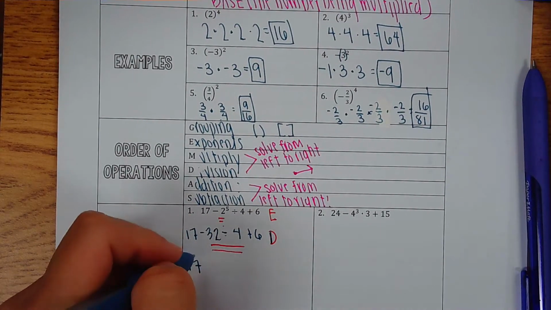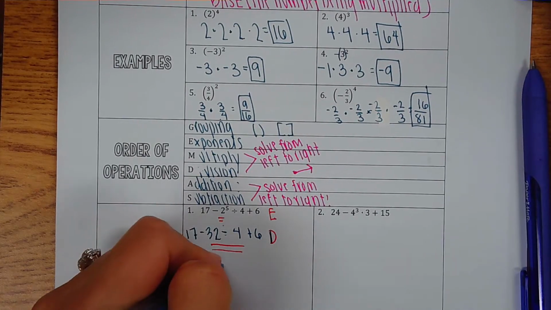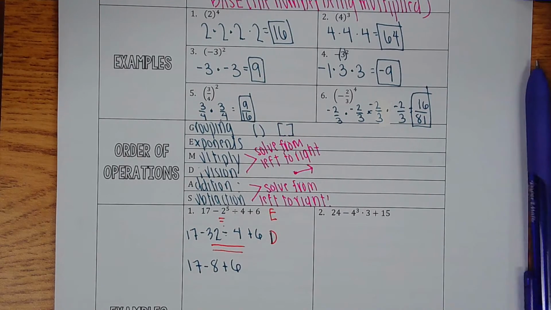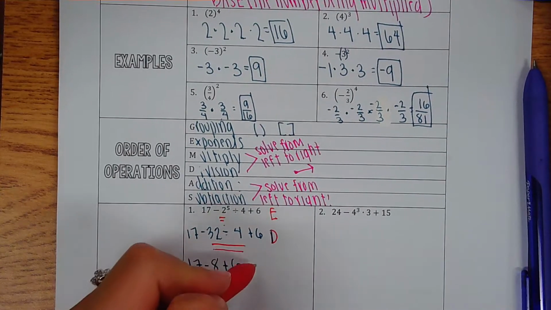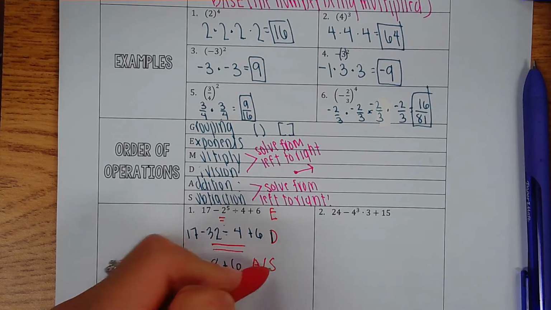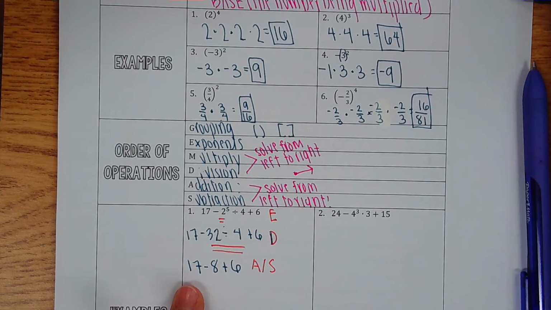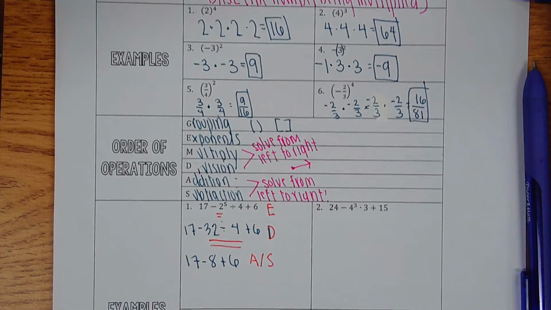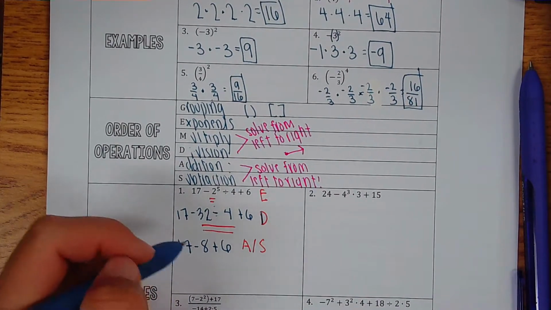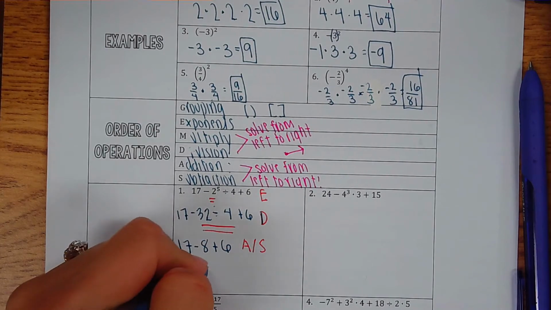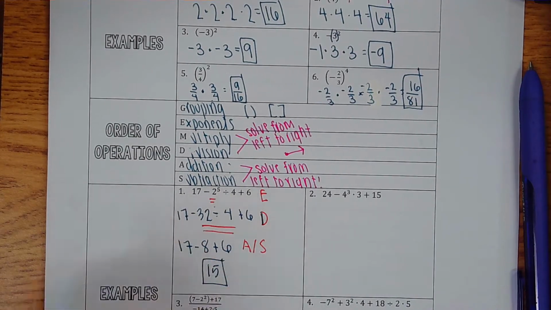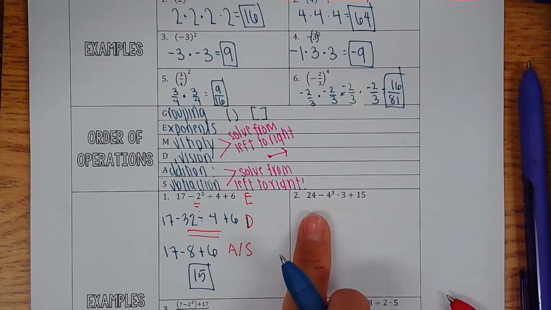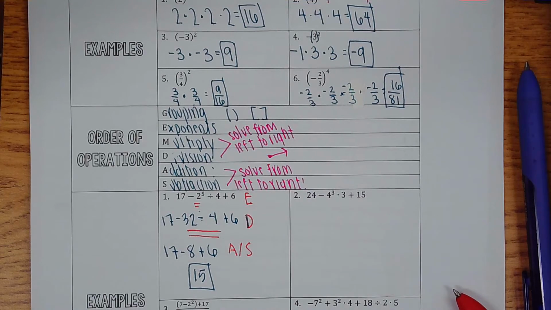17 minus 8 plus 6. And I look at that, and oh, it's just addition and subtraction. Addition, subtraction. And I just do that. 17 minus 8 plus 6. And guys, again, use your calculators. It's totally fine. All right, so 15 is my answer. Pause me for a second and try number 2. So pause.